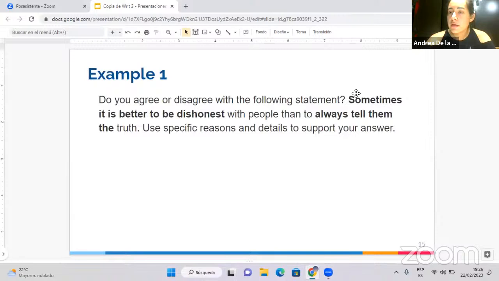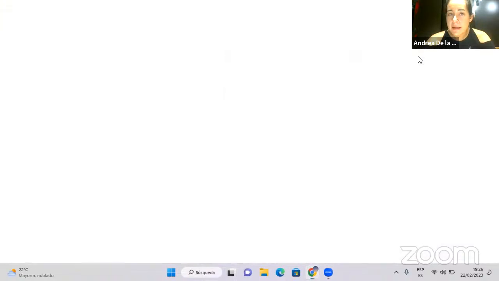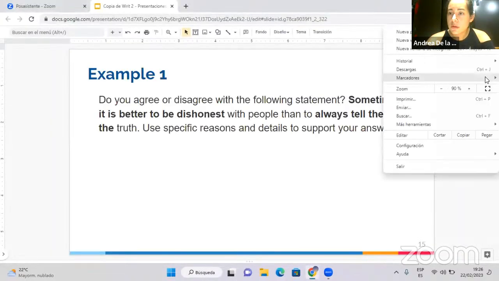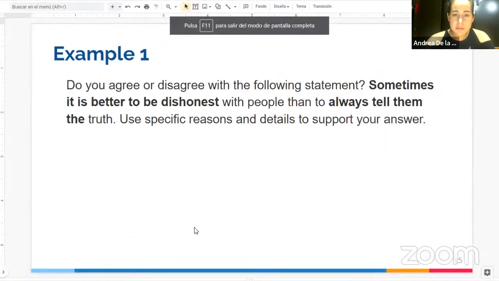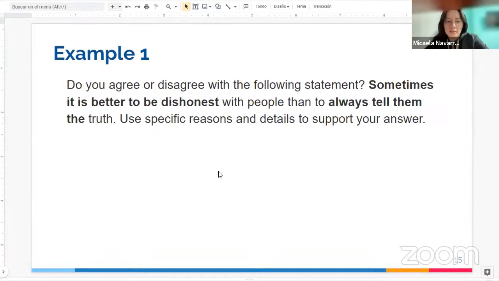Okay, guys. So this is going to be the first sample we do. Could anyone please read the question? Can I, teacher? Yes. Do you agree or disagree with the following statement? Sometimes it is better to be dishonest with people than to always tell them the truth. Use specific reasons and details to support your answer. Okay, thank you so much.